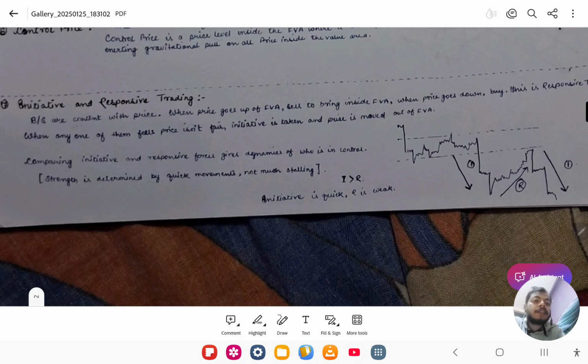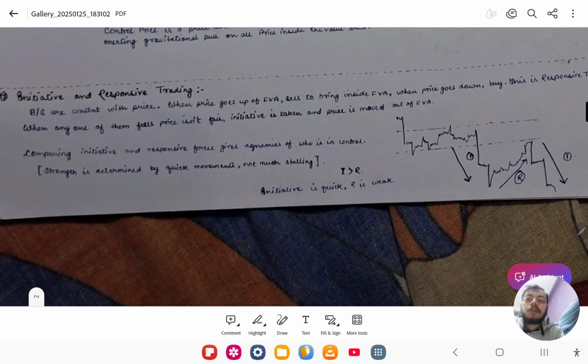Responsive trading is the counterpart of initiative trading. When initiative traders take the initiative to move price away from value, the responsive traders take a position in the opposite direction and try to move price back inside the fair value area.